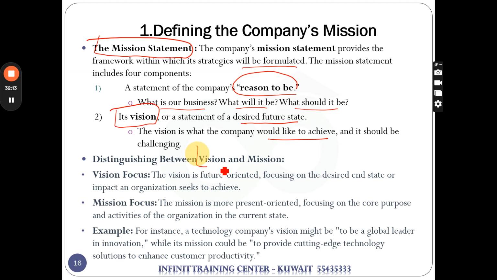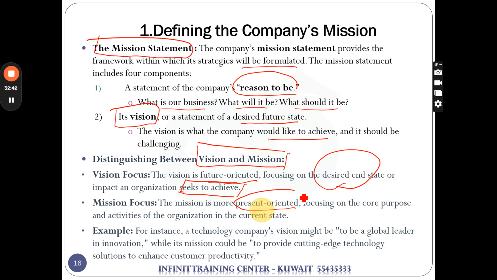So there is a difference that we need to discuss, as per the LOS of IMA USA, the difference between vision and mission. The vision is future oriented, focusing on the desired end state or impact the organization seeks to achieve. So it is mostly future oriented, where the company wants to go. The mission focus is more present oriented, focusing on the core purpose and activities of the organization in the current state.